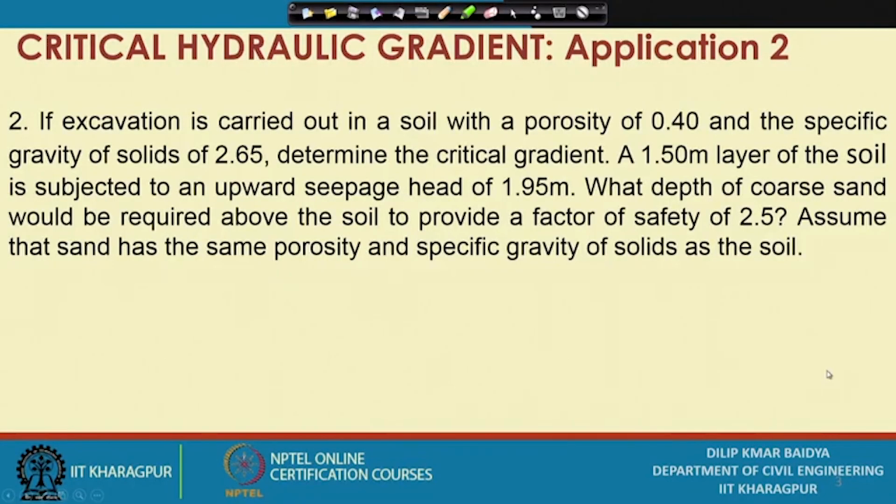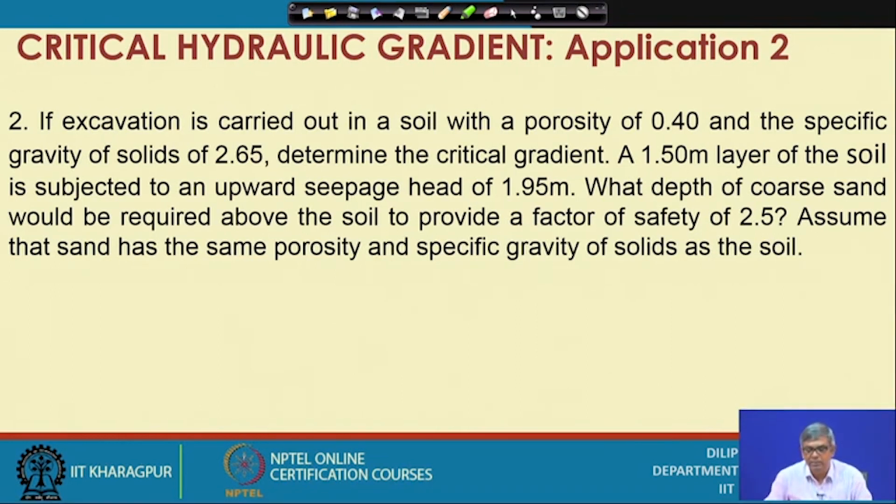Now I will go to the second problem. If excavation is carried out in a soil with porosity of 0.4 and specific gravity of solids of 2.65, determine the critical gradient. So this is what I have given. I have derived an expression: the critical hydraulic gradient equals Gs minus 1 by 1 plus e. That will come straightforward, but here e is not given, the porosity is given, and we know the relationship between porosity and void ratio, which we will utilize.